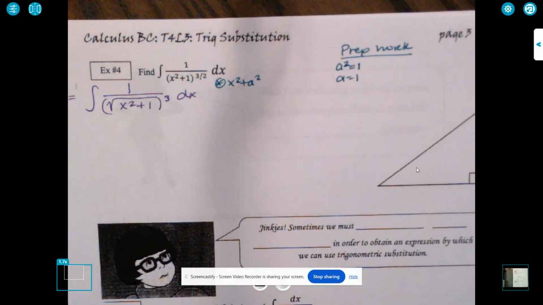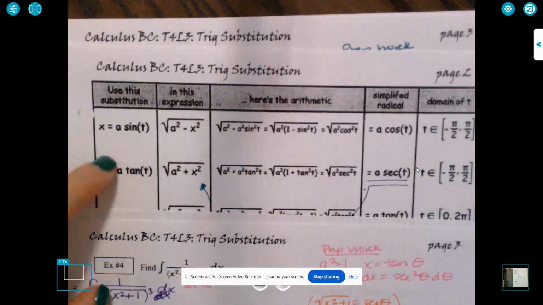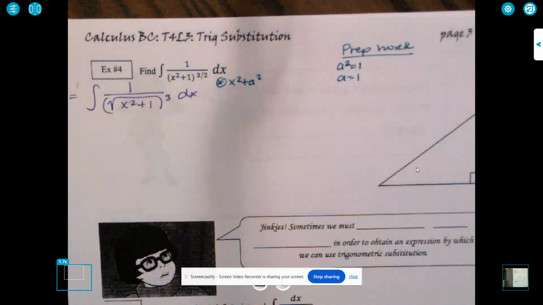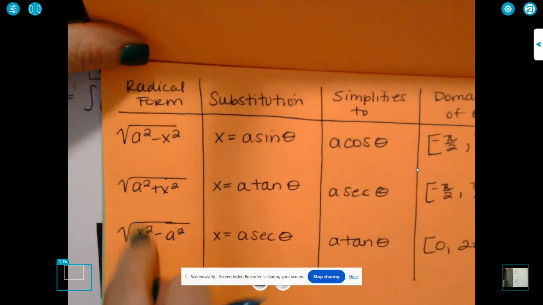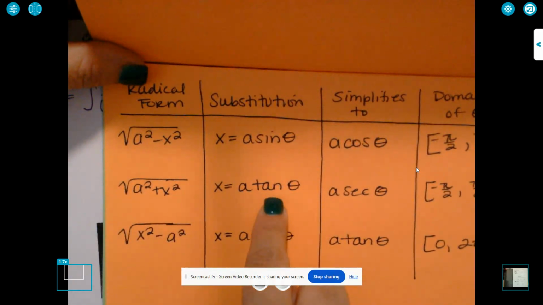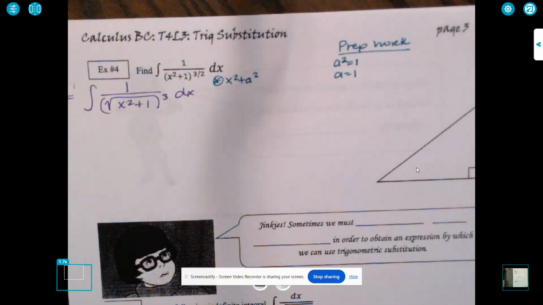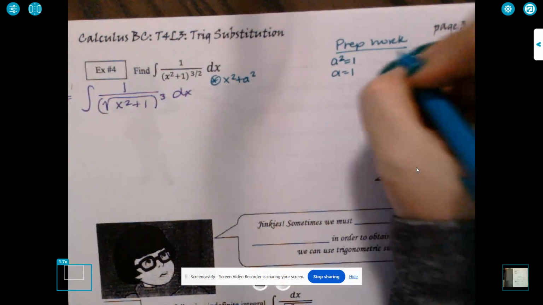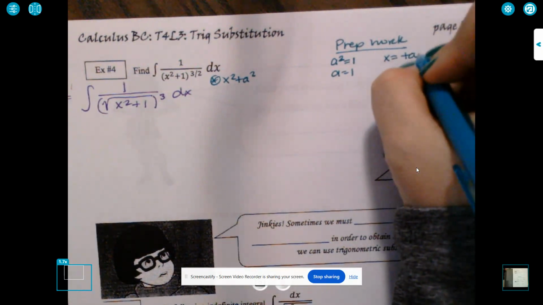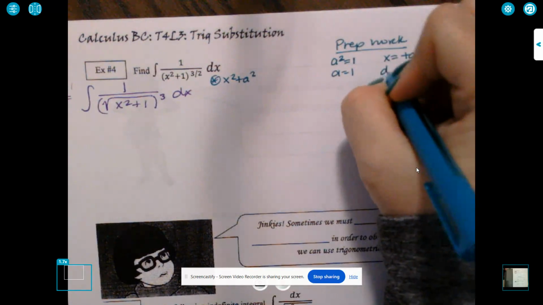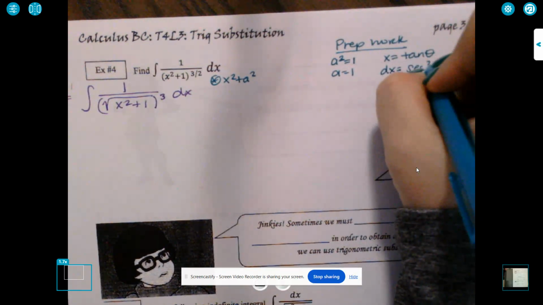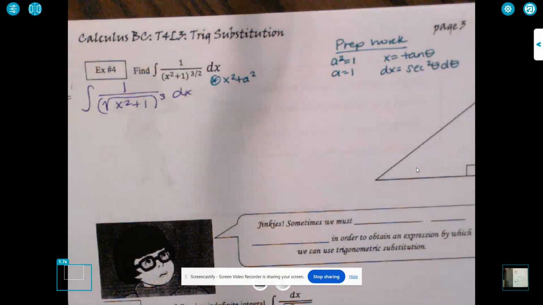Okay, and now if we're doing this again, go back to here. Let me see if I can find my flip book. Okay, so here we go. So if you're looking on your flip book, a squared plus x squared is the only one with a positive. Okay, so we're using x equals a tangent theta. We're going to simplify that to a secant theta. So we're going to say that x equals, a is 1, so it's just going to be tangent theta. All right, the derivative dx is going to be secant squared theta d theta.